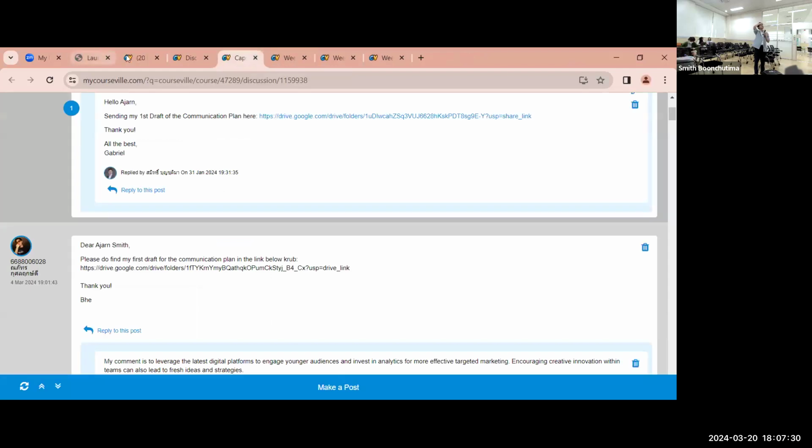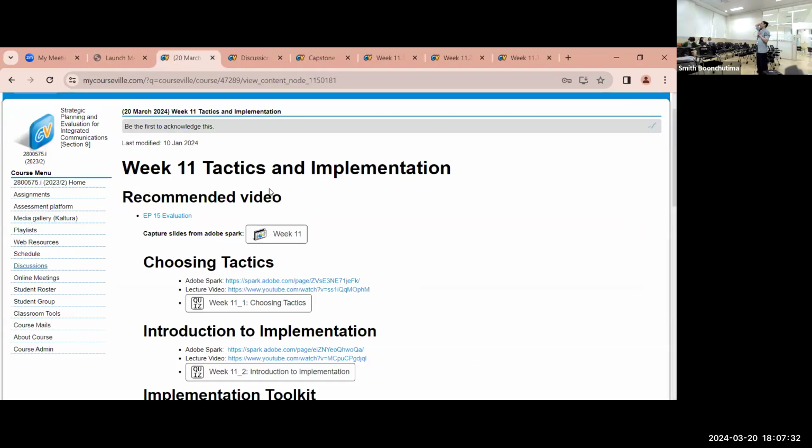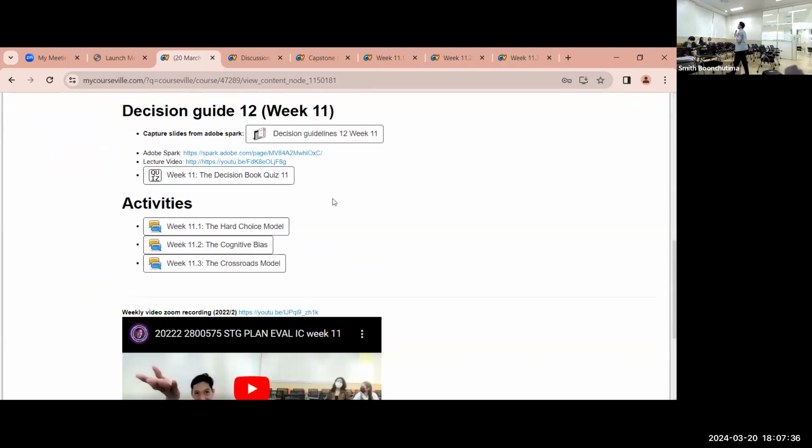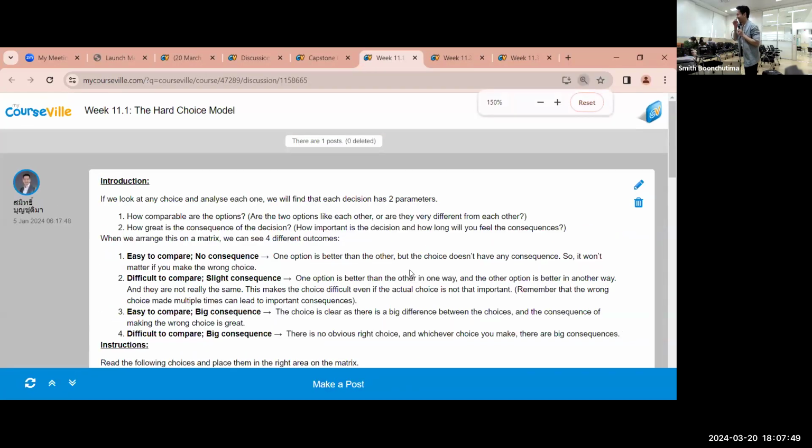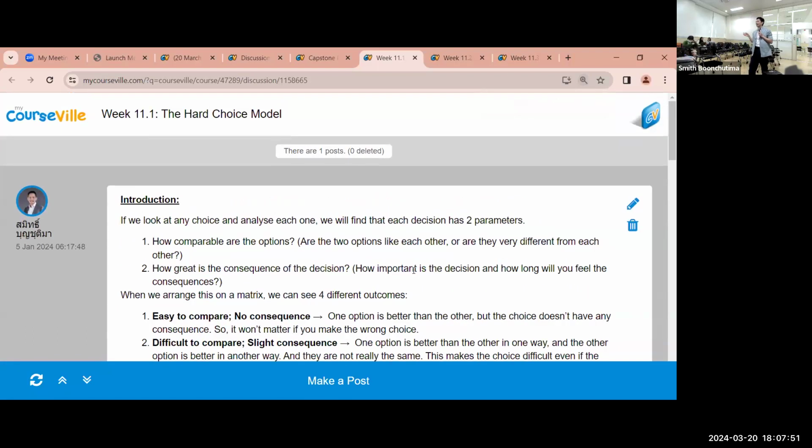Well, the activity. Today we have got three activities. The first one is about the hard choice model. The second one is the cognitive bias model, and the last one is something that I already forgot. Okay, let's do the first one. Hard choice model.